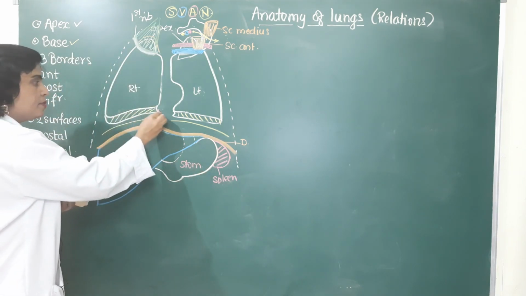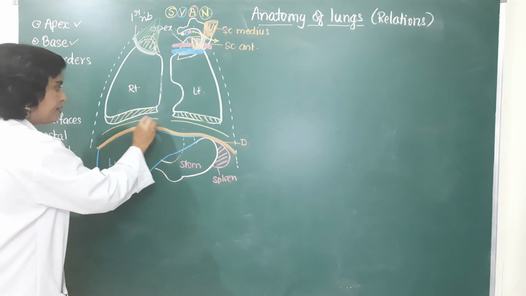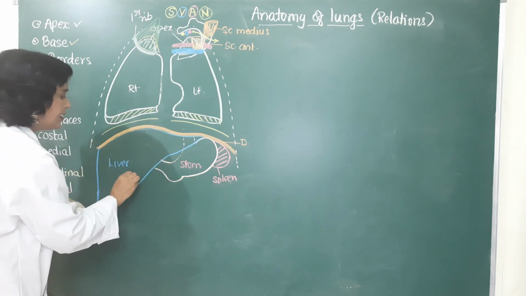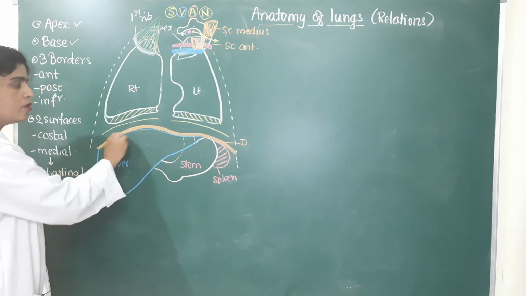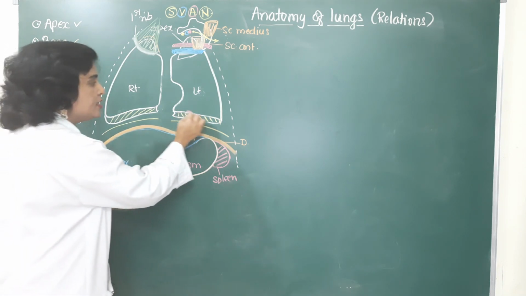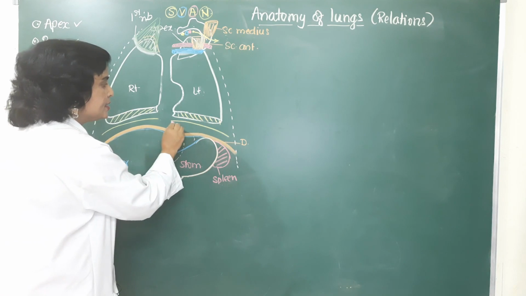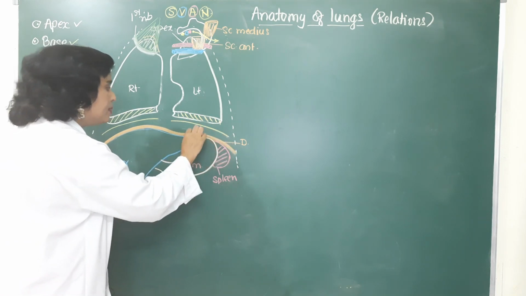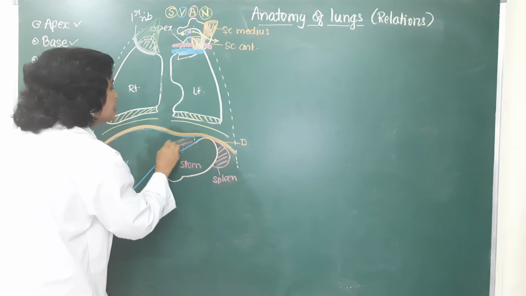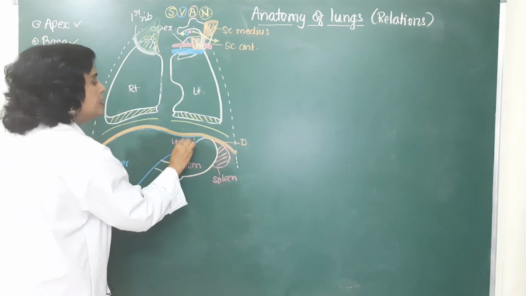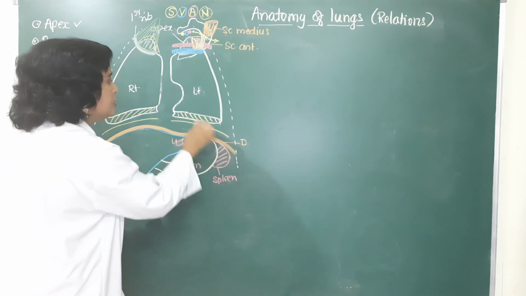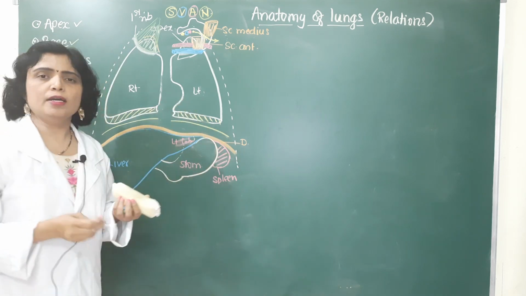So if we see the base of the right lung, it is covered by diaphragmatic pleura, related to the right dome of the diaphragm, and beneath that it is related to the right lobe of the liver. If we see the relation of the base of the left lung, it is covered by diaphragmatic pleura, related to the left dome of the diaphragm, and below that you get the left lobe of the liver, fundus of the stomach and the spleen. So that is about the relations of the base.